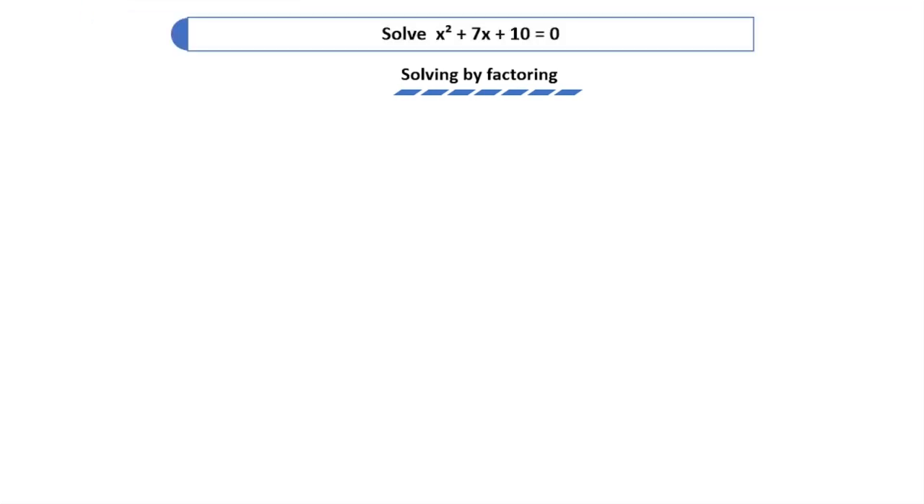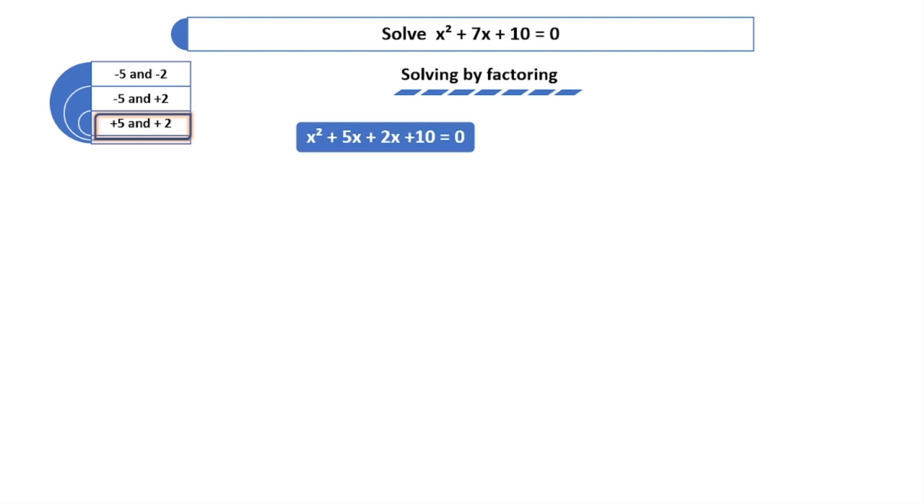The first question says x squared plus 7x plus 10 equals 0. To solve this kind of question, we have to find two numbers whose sum is 7 and whose product is 10. The numbers are plus 5 and plus 2, because 5 times 2 is 10 and 5 plus 2 is 7. Then we replace 7x with 5x plus 2x, because 5x plus 2x will also give us 7x, which is very clear. Now we group this equation into two so that we won't make any mistake.